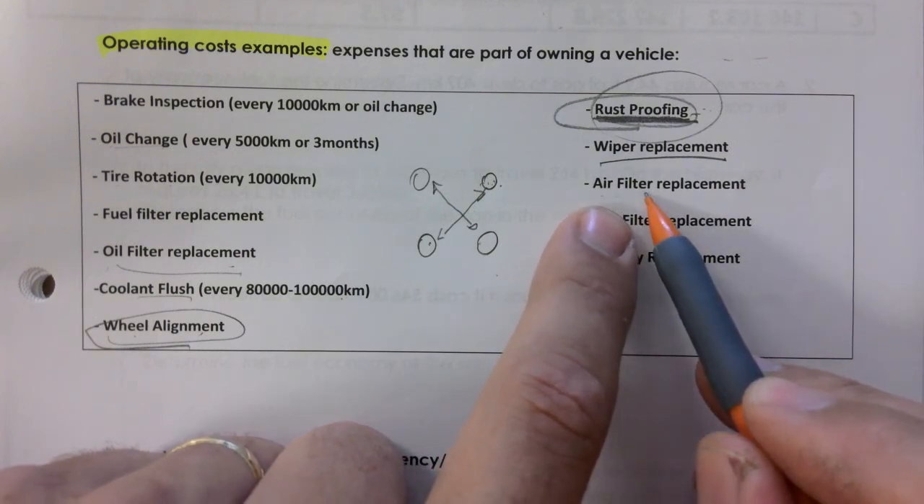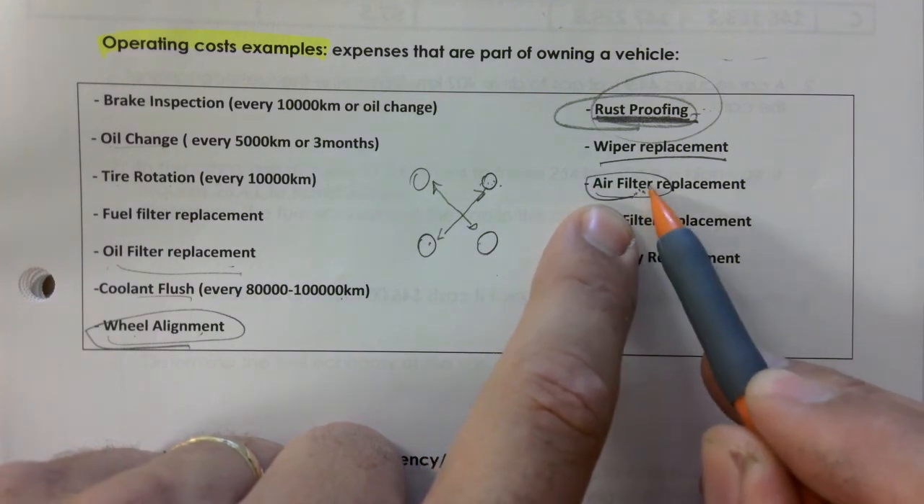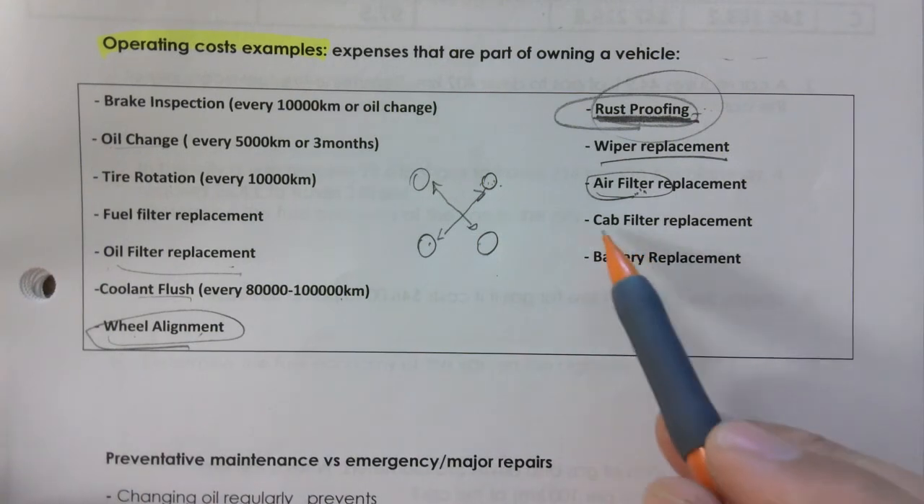Air filter replacement. Your engine has an air filter and it filters the air before it goes into your engine to be burned, right? If that's dirty, your engine cannot draw air and your fuel consumption will go up, like you use more gas because it can't get enough air. So it's not as efficient.